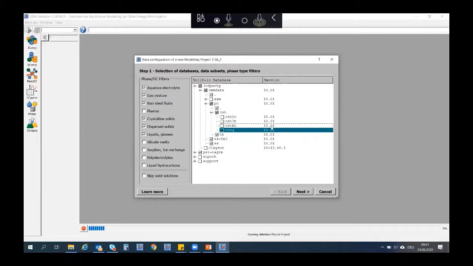The rest you do not necessarily activate. Subscript is another database, and support it, we don't need it. Any questions so far?